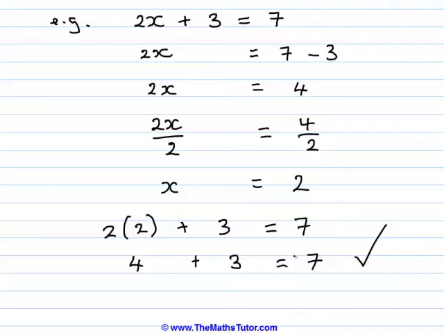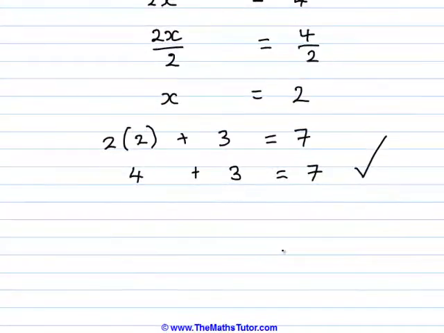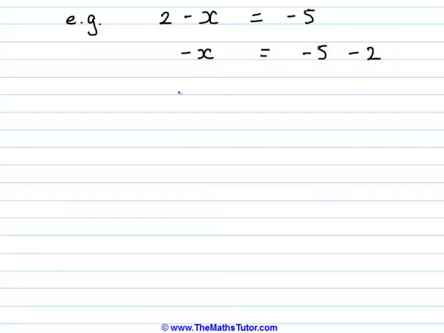Now we look at another example. 2 minus x equals minus 5. So our aim is to get x on its own on the left hand side. So we're going to move the 2 to the right hand side and change its sign. So that becomes minus x equals minus 5 minus 2. Minus x equals minus 7.